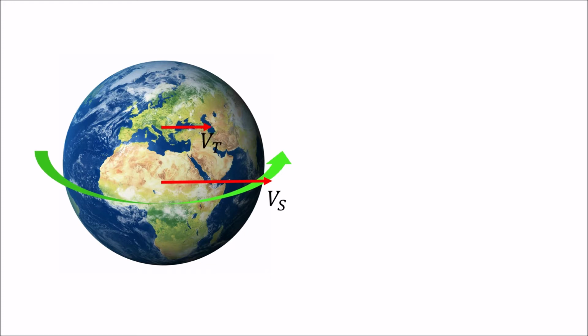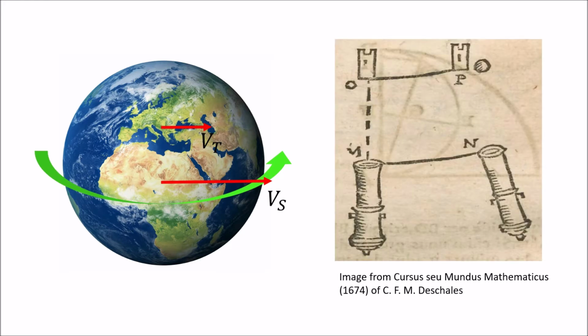In 1651, Italian scientist Giovanni Battista Riccioli and his assistant Francesco Maria Grimaldi examined the exact scenario of firing an artillery shell northward and arguing that it should be deflected to the right due to this effect. 23 years later, in 1674, Claude François Millet Deschaux described in his Cursus Seu Mundus Mathematicus how the rotation of Earth should cause a deflection in the trajectories of both falling bodies and projectiles aimed towards one of the planet's poles.